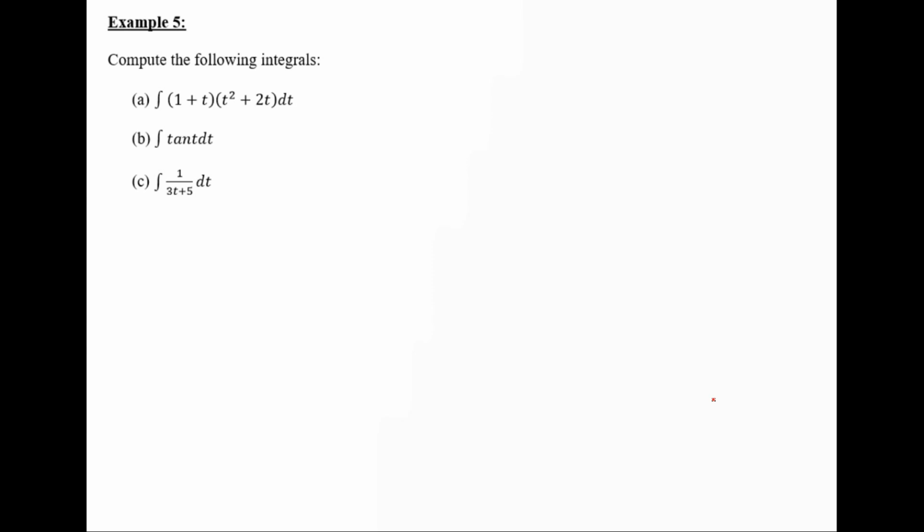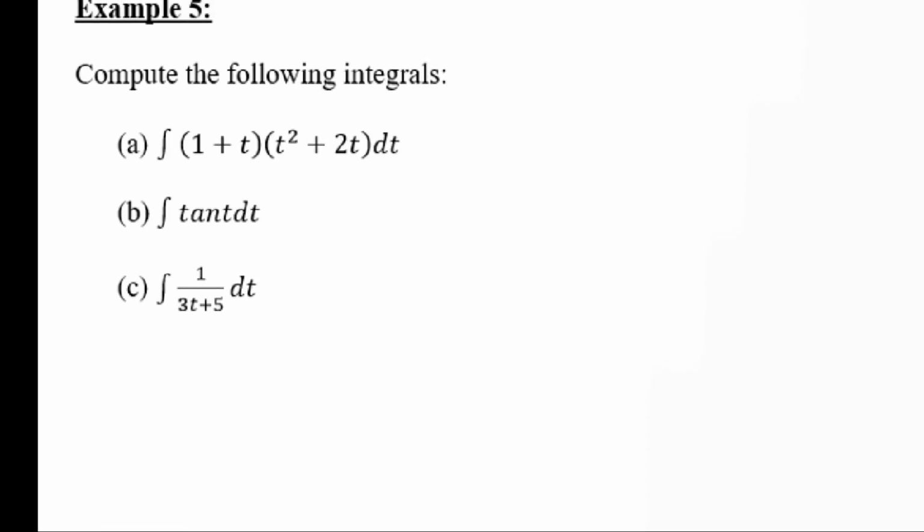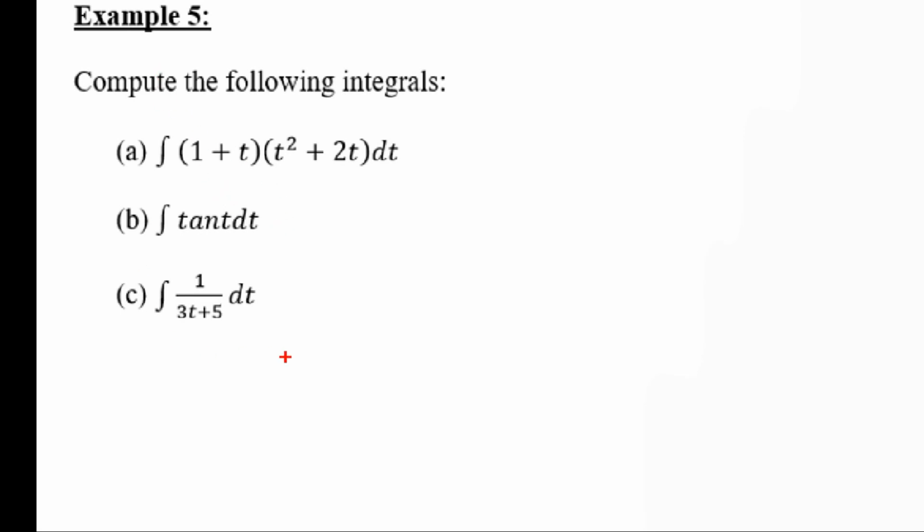Now let's compute the following integrals. As you can see, these are not intuitive, in the sense that they are complicated. Okay, we agree. But for part A, we notice that this is quadratic, this is linear, so the derivative of this would give us that. Then we're going to use the change of variable. What about the tangent t? Tangent t can be written as sine t over cosine t, and we know that in this case, sine and cosine would be related via derivatives.